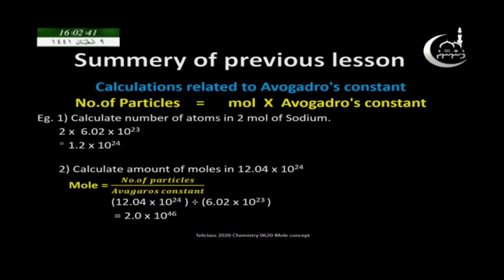And the other example: calculate the amount of moles in 12.04 × 10^24. This is the number of particles actually. So, we are going to find the number of moles in this amount of particles. So, simply we can rearrange the formula. I know you know how to convert the formula, right? You have done that in mathematics, physics, as well as you are doing in chemistry also. So, moles equals number of particles divided by Avogadro's constant. This is the answer you will get.